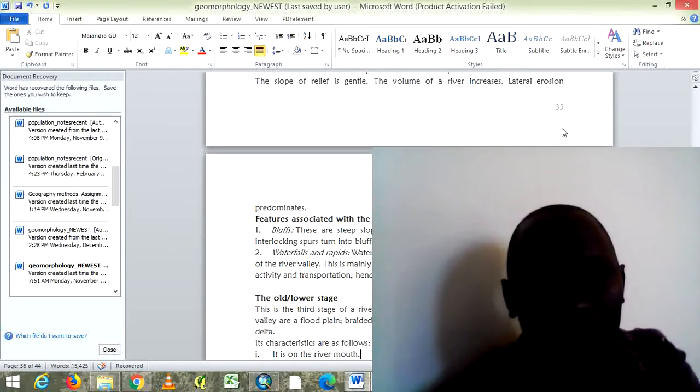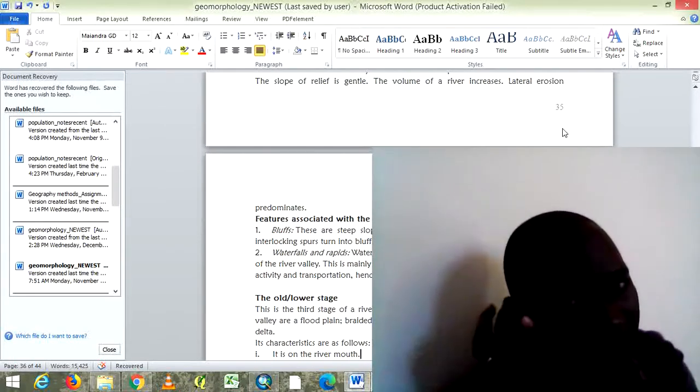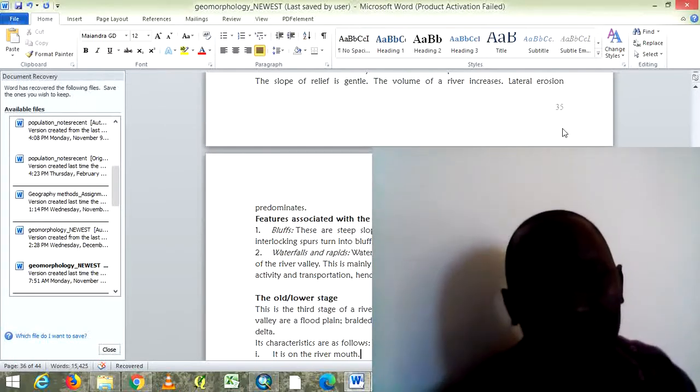Features associated with the middle course of the river: we have bluffs. We know that bluffs are steep slopes of truncated spurs in the middle course, where interlocking spurs turn into bluffs. So in the middle course of the river, interlocking spurs turn into bluffs. In the upper course, we call them interlocking spurs. In the middle course, we call them bluffs.